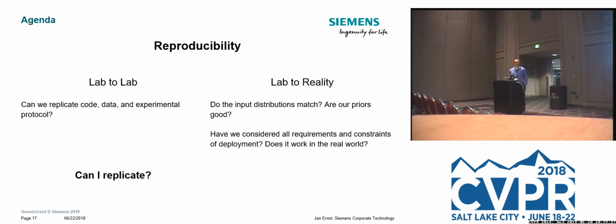In the lab you ask, can I replicate? The fundamental question for the second part is, when will it break? Because it will break, and that is very important to realize. If you take anything from this talk, then think about this question. Always think, when will it break? Because that will allow you to build systems that break less and are more robust and reproducible.